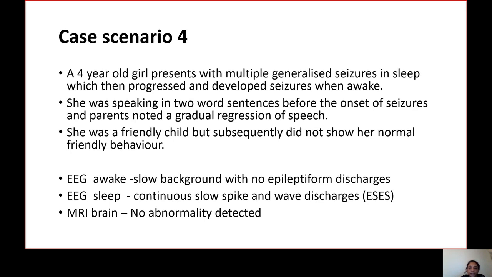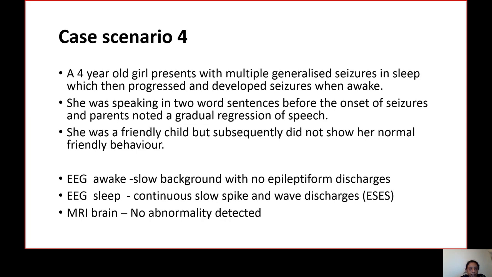Going into case scenario 4, a 4-year-old girl presents with multiple generalized seizures in sleep, and subsequently progressed to develop seizures when she is awake as well. She was speaking in two-word sentences before the onset of seizures. The parents definitely said there's a gradual regression of speech. She was a friendly child earlier, but did not show her normal friendly behavior afterwards. So this child has seizures especially in sleep, and also a very prominent speech regression, where now she does not even speak, and sometimes she behaves as if she is deaf. That is the mother's complaint.